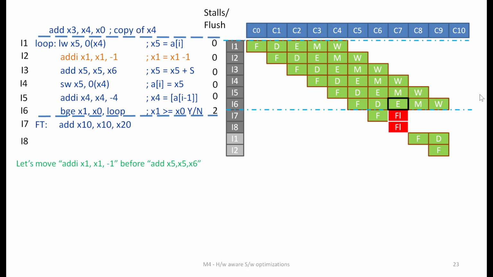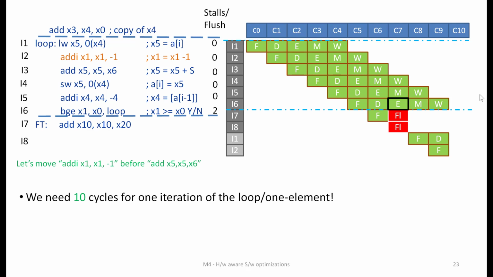Now if you look at the timeline for one iteration, we would need only 10 cycles. We have saved the 1 cycle stall just by reordering the instructions. And for 2 iterations, it would be 17 cycles.